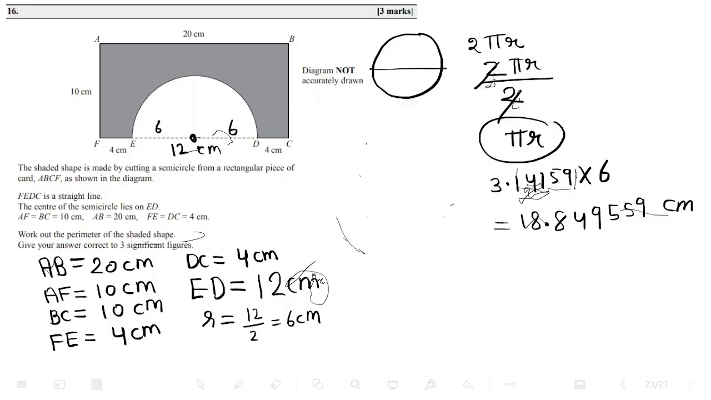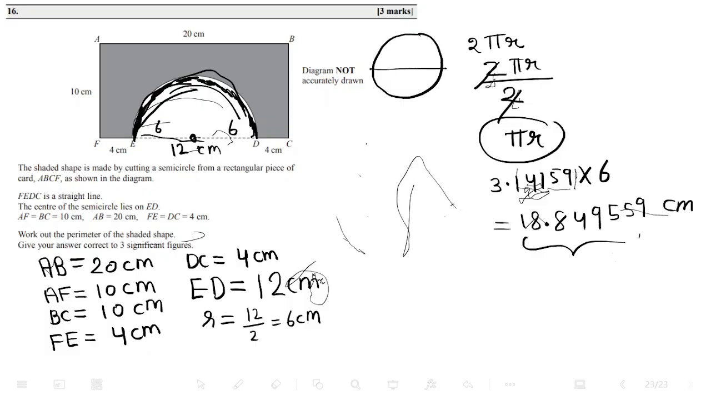Now see what we are going to do. They are saying work out the perimeter of the shaded region. So this is the perimeter, this portion, this whole outline, something like this. Are you getting this point? Yes. Okay.